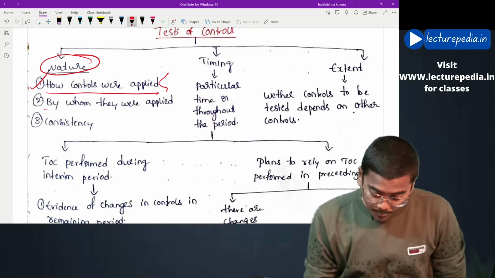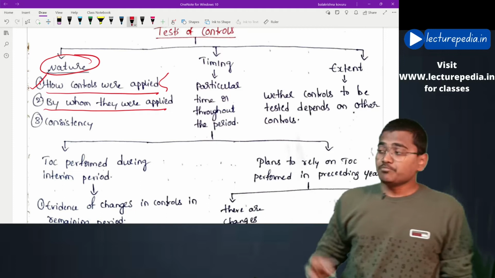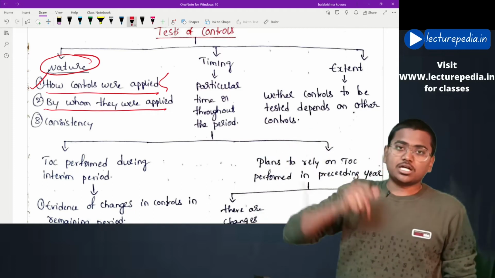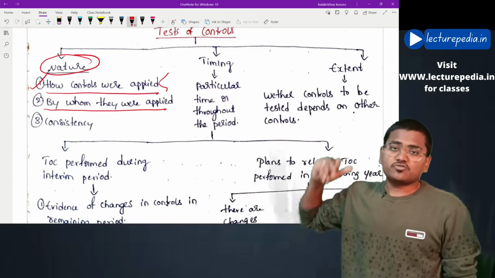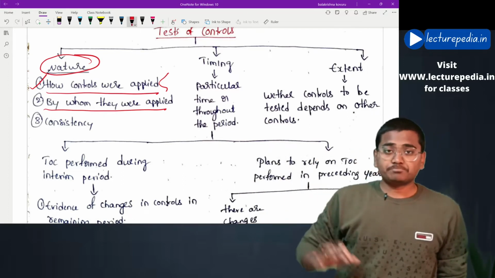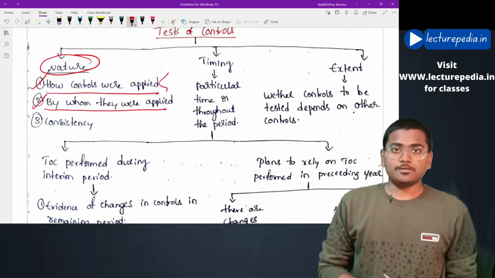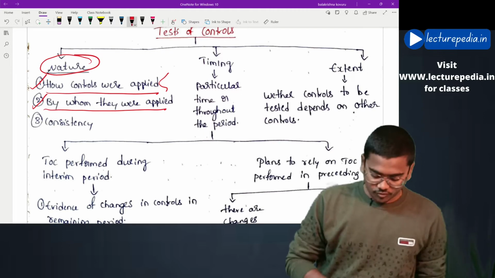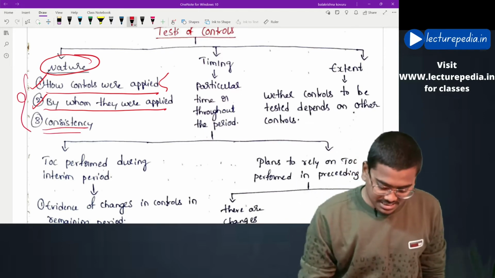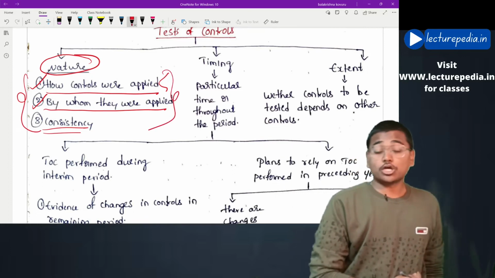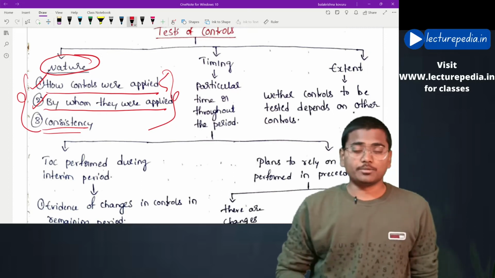Next, by whom they were applied. Actually, who is the person in the organization that is performing the controls, or whether it is automated, whether any particular type of software is implemented as a control. Based on this also, the auditor will determine the nature of test of controls to be performed and the consistency of the controls. The auditor will consider these three factors in order to determine the nature of test of controls that has to be performed by the auditor.